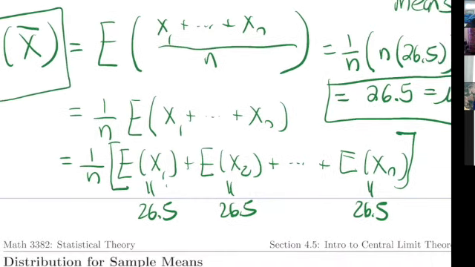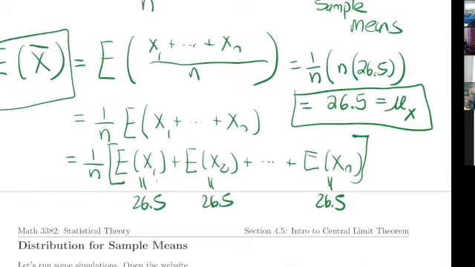So what we can see here is the expected value of the sample mean is exactly equal to the population mean. That we just proved mathematically using that property of expected value.